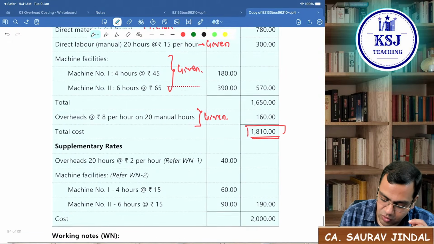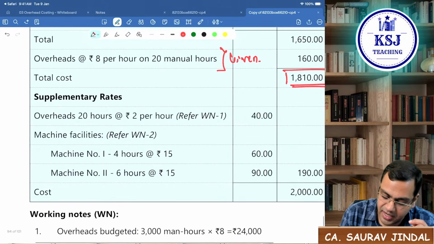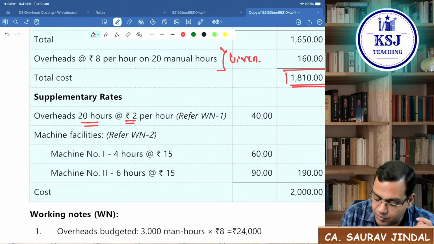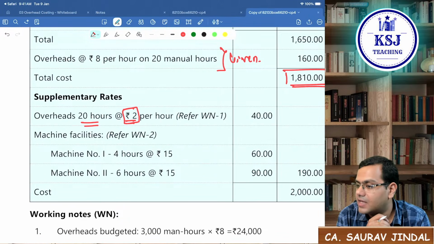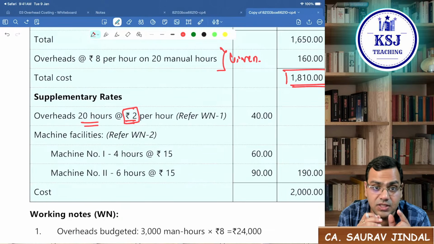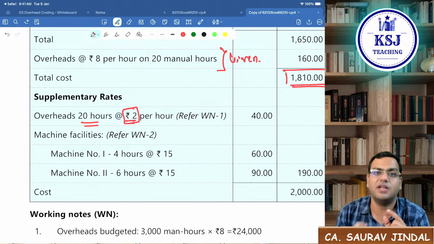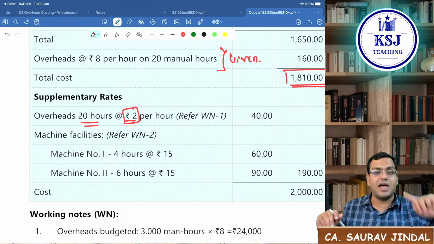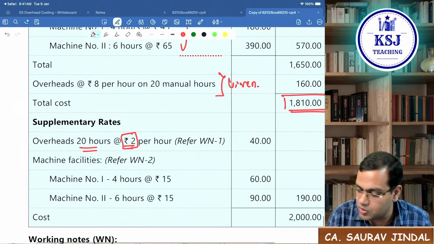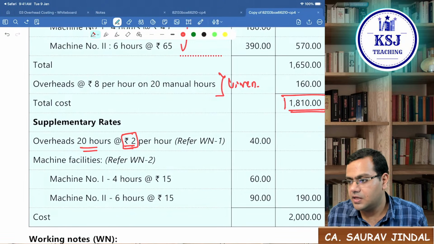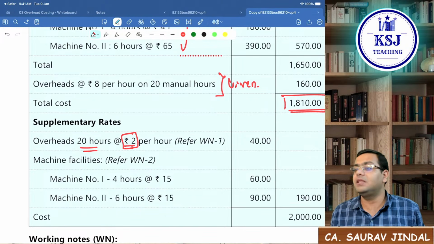See here, for overheads for 20 hours at the rate of rupees 2 per hour. This is what I have calculated. This rupees 2 supplementary rate is the difference between rupees 10 and rupees 8. First, this much part, tell me if you are clear with. Any doubts up till this part?